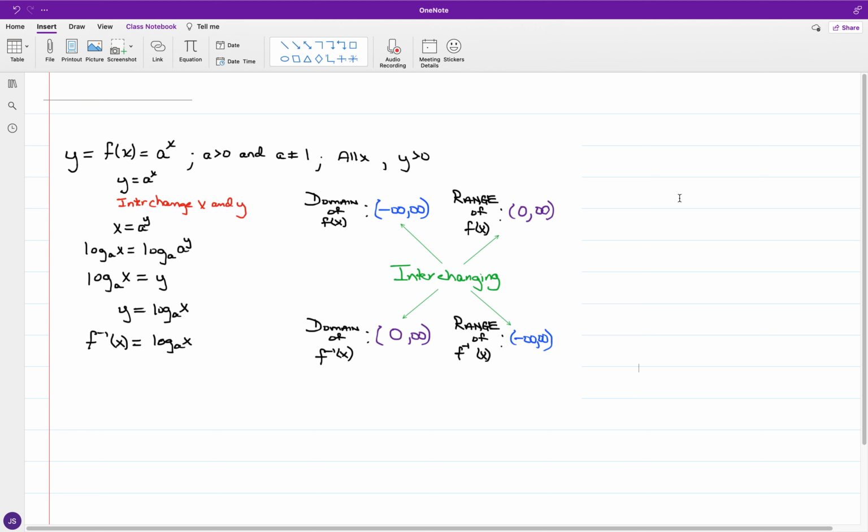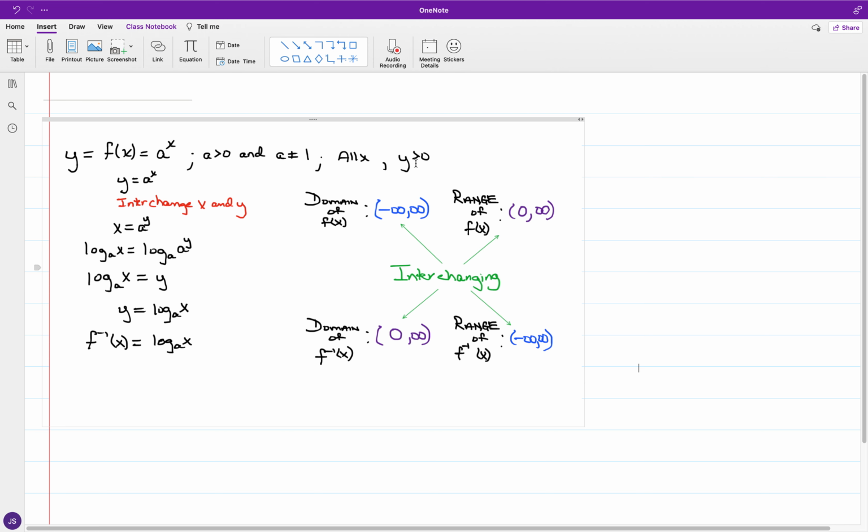And for the restrictions upon an exponential function that has a single exponential term, the exponential base is going to be a positive value except for 1. And again, for the restrictions, if we have a single exponential term in the form of a to the x, whatever the value of y is, it has to be positive, as denoted by y is greater than 0.